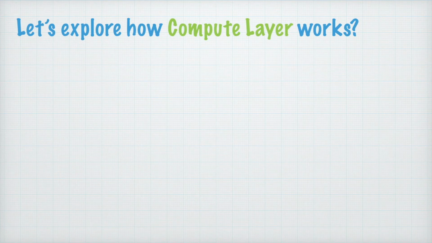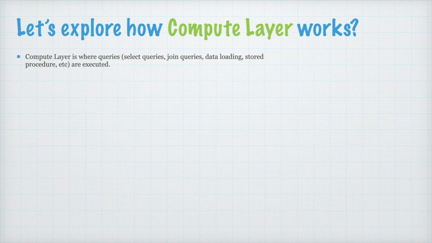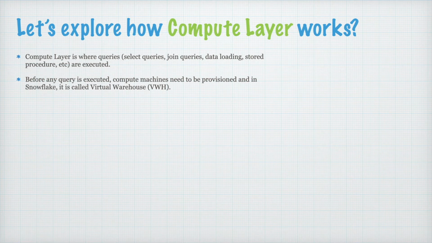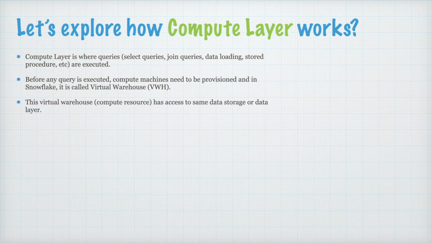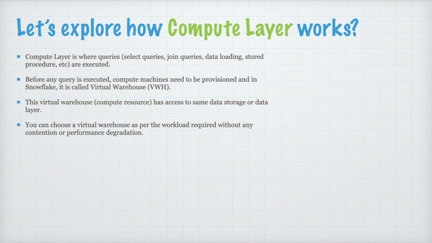Let's talk about the second layer, that is called the compute layer, and how it works. The compute layer is where your queries like select queries, join queries, data loading, stored procedures, etc. are executed. Before any query is executed, a compute machine needs to be provisioned, and in Snowflake it is called a virtual warehouse. The virtual warehouse compute resource has access to the same data storage or data layer. That's why it is called shared data multi-cluster architecture. You can choose a virtual warehouse as per the workload required without any contention or performance degradation. We will cover this in detail when we talk about virtual warehouses.